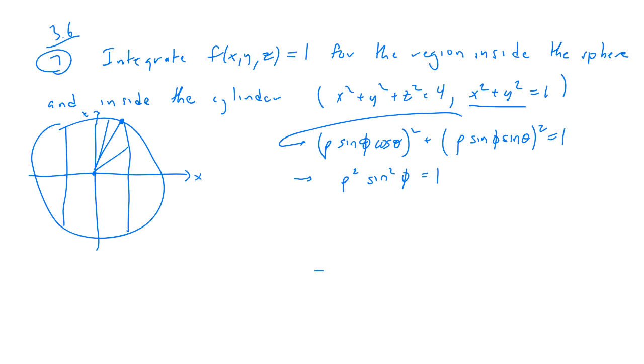But you can see it's not going to give us anything nice in terms of our limit. Right? We're going to get a cosecant of phi. So spherical isn't very nice. I have to split it up. When I do something for it in terms of the cylinder, I get something not very nice. So instead, I'm going to do it in terms of cylindrical coordinates.